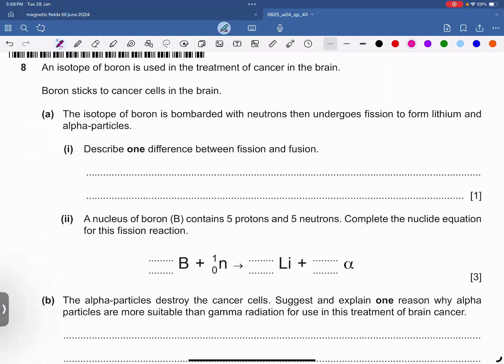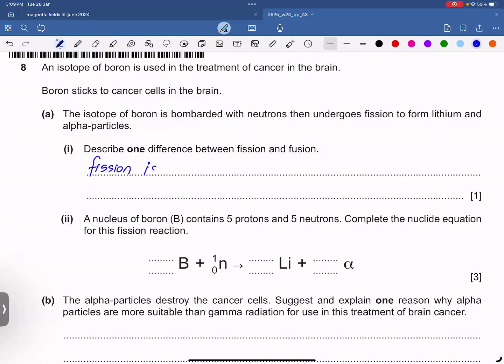Question 8 says, an isotope of boron is used in treatment of cancer in the brain. Boron sticks to cancer cells in the brain. The isotope of boron is bombarded with neutrons, then undergoes fission to lithium and an alpha particle. Give one difference between fission and fusion. There are a lot of differences. So fission is splitting, fusion is joining.